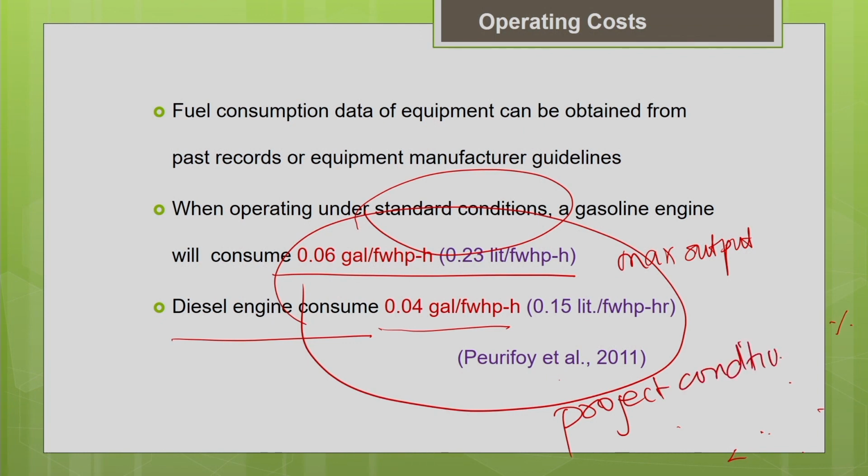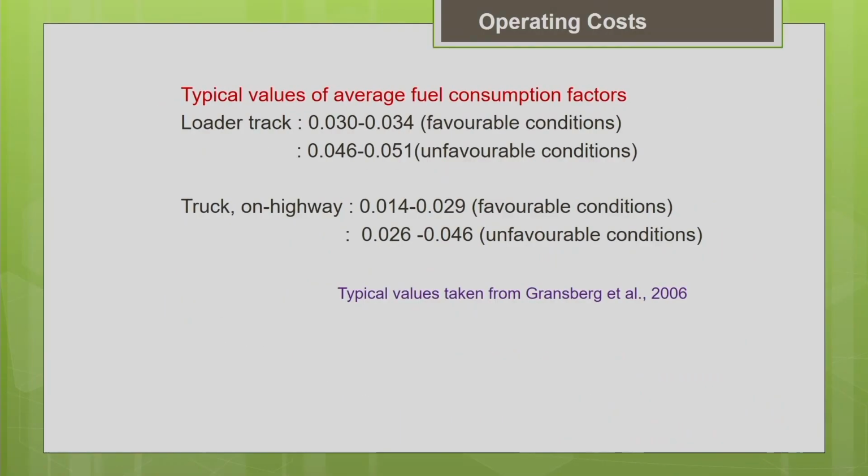For example, based upon your time factor, how much time your machine is going to work, and based upon your load factor, for how much part of the cycle it is working at full power. Based upon that, you have to adjust these factors according to your project conditions. So, you can make use of these fuel consumption factors from the literature, but you have to see your project conditions and accordingly adjust and use it.